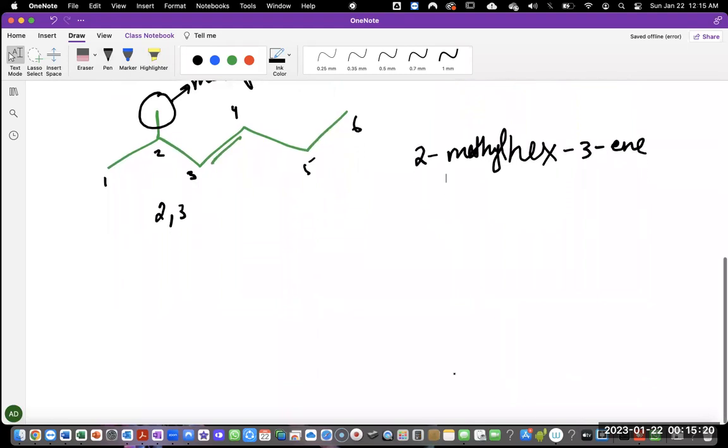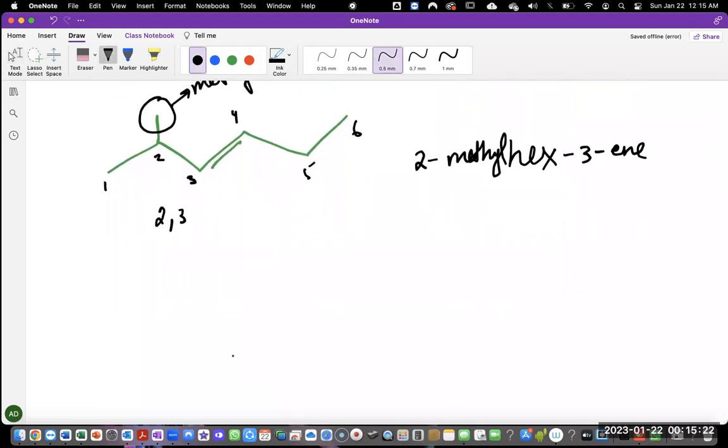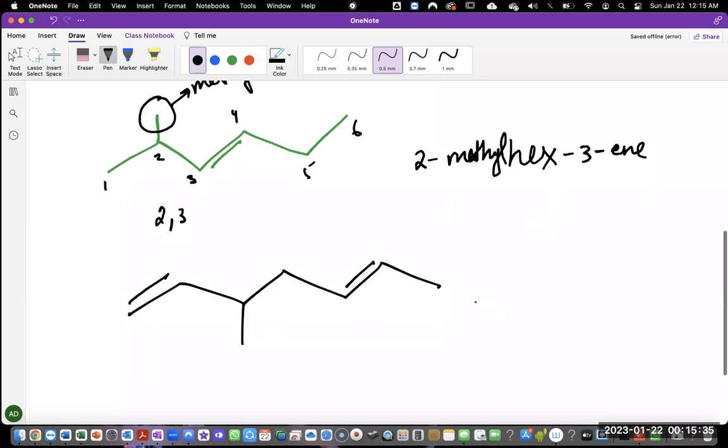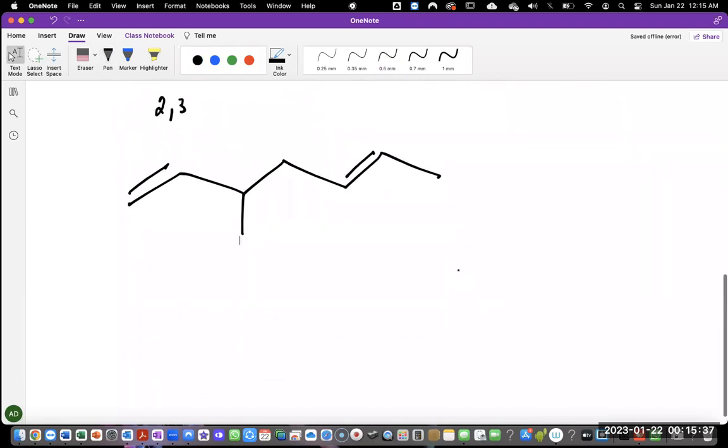Now let's do some more examples. Let's see if we have something like that, where we have a double bond sitting here, then maybe a double bond sitting here, and then we have a substituent sitting here. Okay, so let's take an example like this. Again, pause the video and try to number this molecule. Find the longest chain and try to number it.